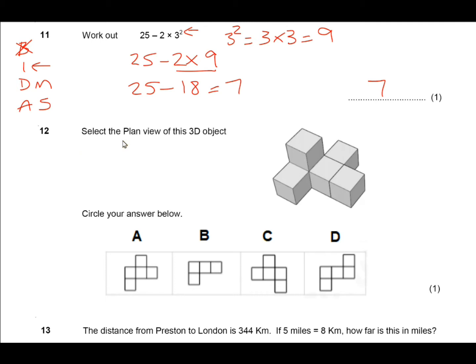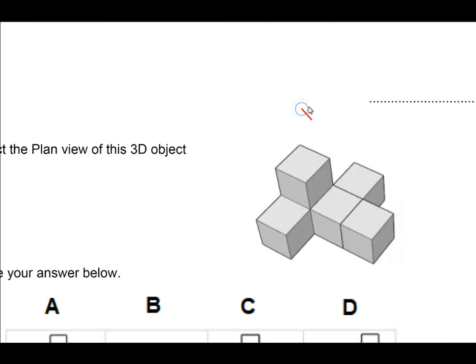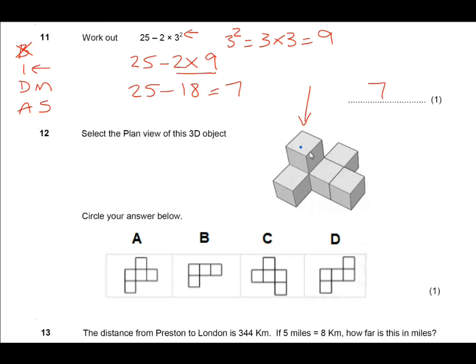Question 12 is asking us to select the plan view of this 3D object. So when you're looking at a plan view, you're looking at it from above. So I can see there's 3 in a line there, 1 to the left there, and 1 to the right there. So A fits. B doesn't because it hasn't got the 1 to the right. This one is orientated the wrong way round. So the 1 to the right needs to be up here. So it's in the wrong place. And here, again, D is wrong because there needs to be 1 there. So the only answer it can be is selection A.